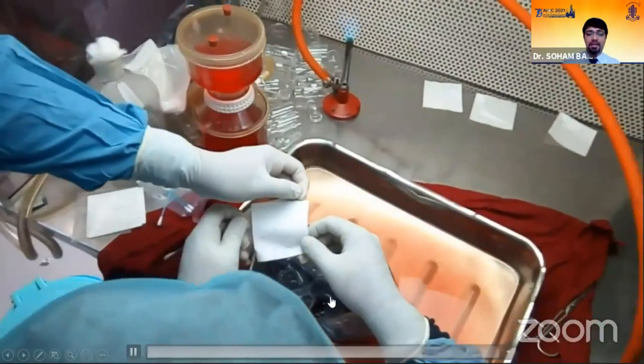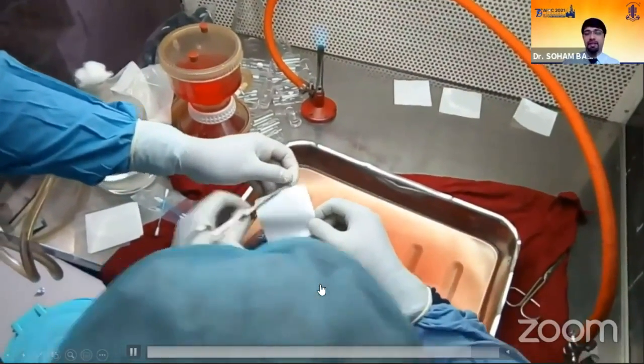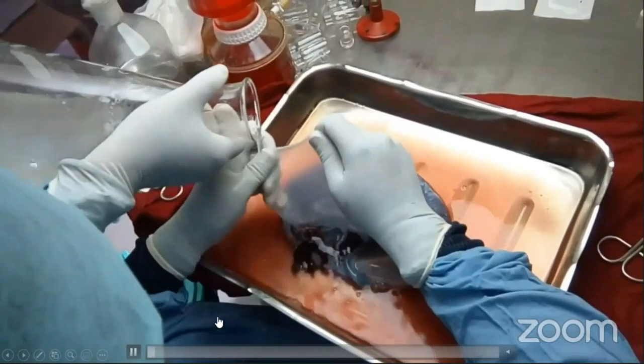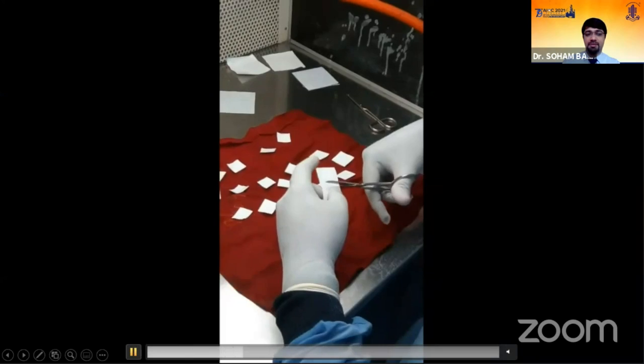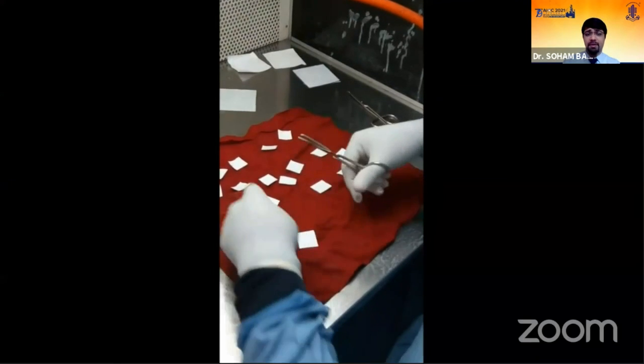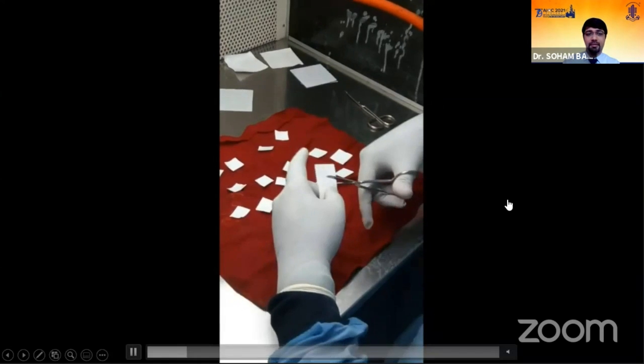So usually from a placenta, you can easily harvest about 45 to 50 pieces of amniotic membrane. Once all these nitrocellulose papers are dry enough, then we cut them into strips. These are 2.5 × 2.5 centimeter strips. Depending on the requirement of the surgeons, you can size it accordingly.